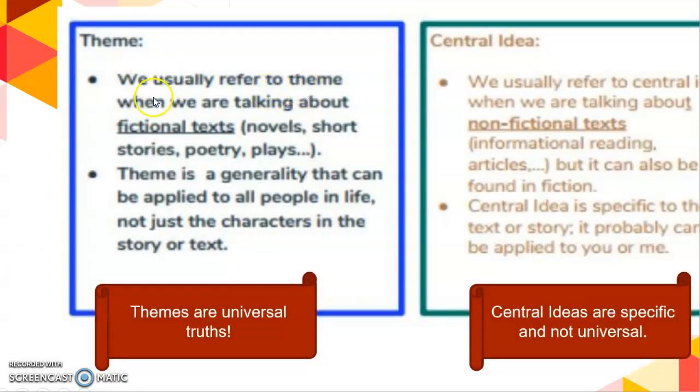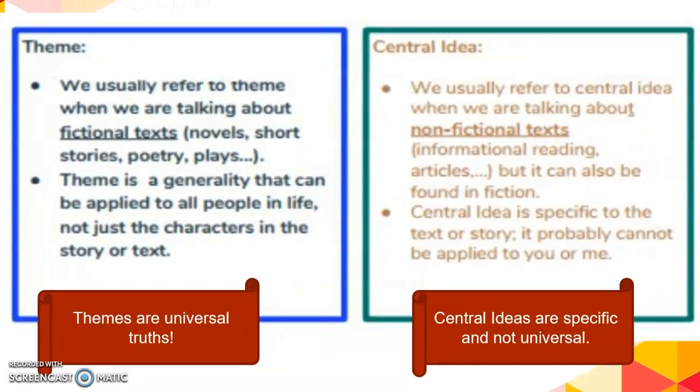So, theme, we usually refer to theme when we're talking about fictional texts like novels, short stories, and I just mentioned this a second ago. Theme is a generality that can be applied to all people in life, not just the characters. Themes are universal truths, so they can be applied in any community across the globe. Whereas when we're talking about central idea, we usually refer to a central idea when we're talking about non-fictional texts, but it can also be found in fiction. It's specific to the text or story rather, and it's not necessarily applied to you or to me. Central ideas are specific and not universal.